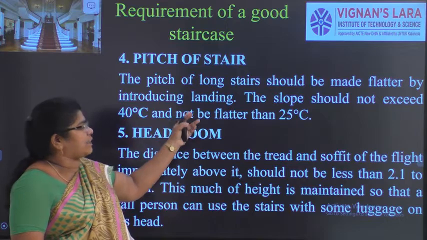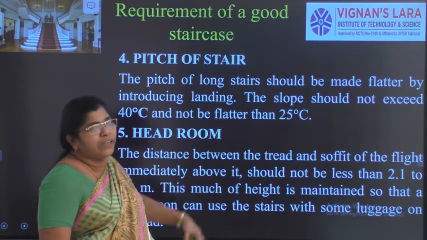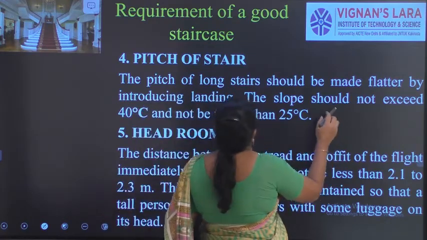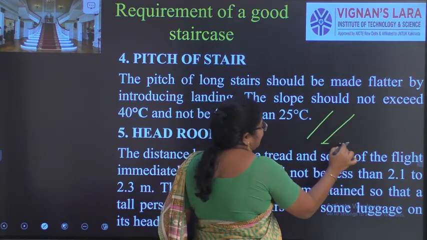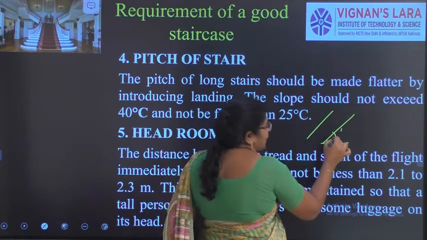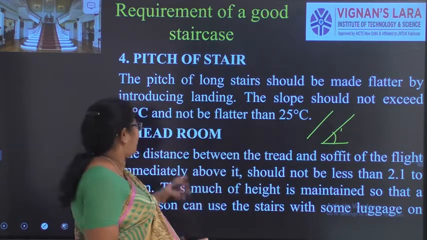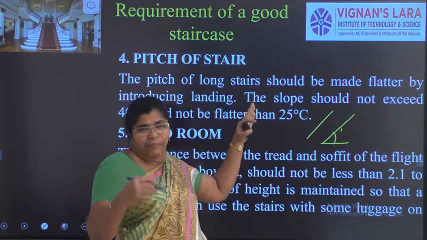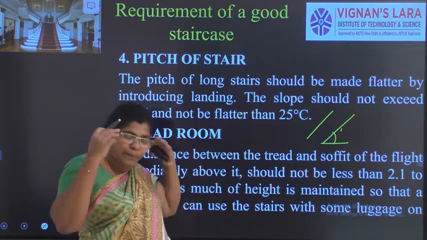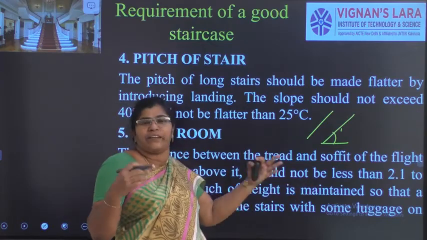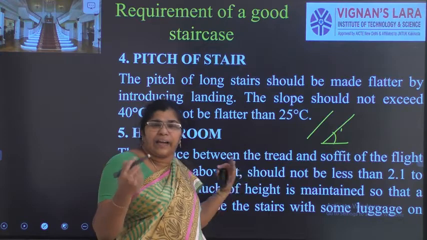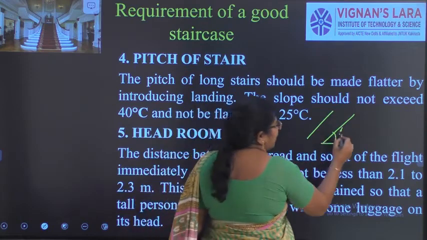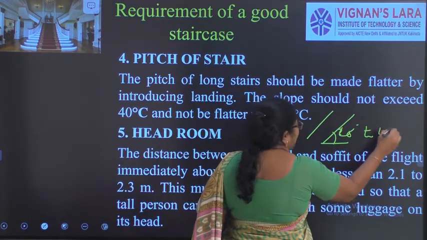Pitch of the stair means a long stair should be made flatter by introducing a landing. So the slope should not exceed 40 degrees and should not be flatter than 25 degrees. So this is the pitch. This angle should be between 25 degrees and 40 degrees. If it is more than 40 degrees, it will be a little bit steep, so when persons coming down or going up have some health problems, they may feel dizziness. If it is flatter, it will occupy so much space and that is not necessary. You have to go for the number of steps, number of flights. So it has to be between 25 degrees and 40 degrees.